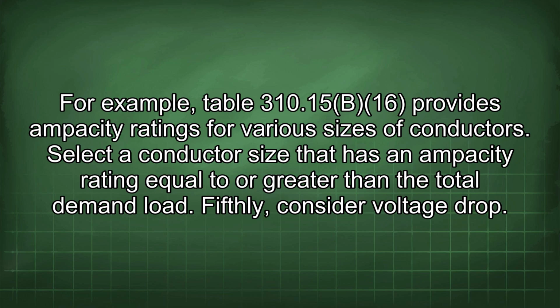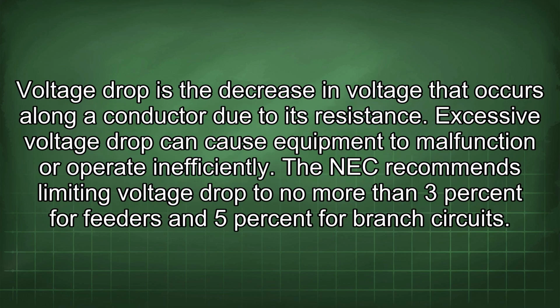Fifthly, consider voltage drop. Voltage drop is the decrease in voltage that occurs along a conductor due to its resistance. Excessive voltage drop can cause equipment to malfunction or operate inefficiently. The NEC recommends limiting voltage drop to no more than 3% for feeders and 5% for branch circuits.